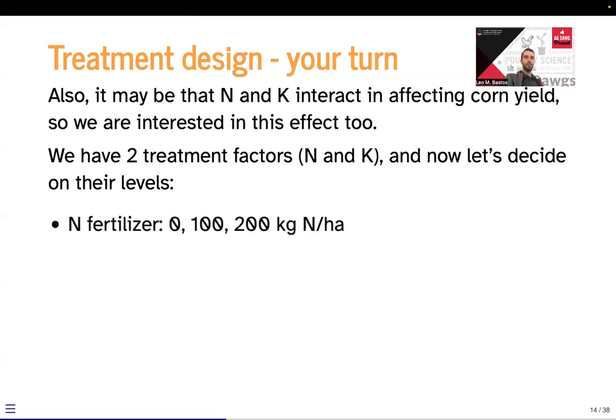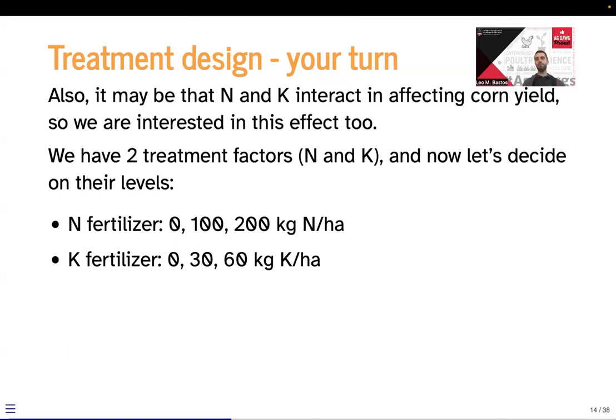So I'm proposing here, just as an example, that we would have 0, 100, and 200 kilos of nitrogen per hectare and 0, 30, and 60 kilos of potassium per hectare. This is going to allow us to explore this variability in rates and how that's impacting yield. And really, I agree that 3 is probably the minimum you would go, but the more, the better, if possible.